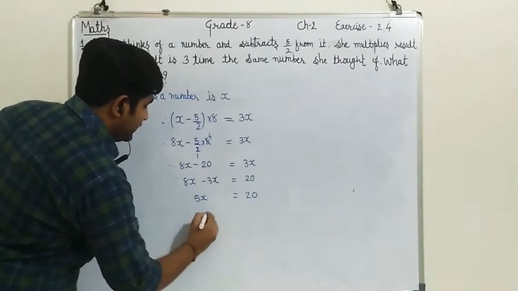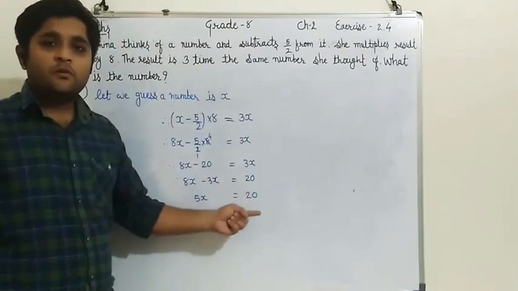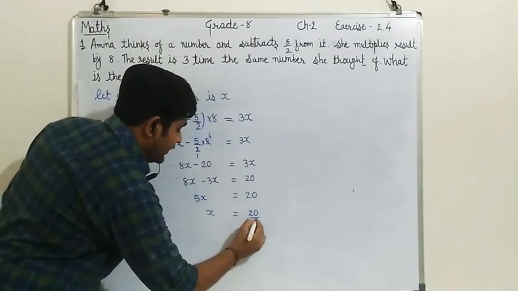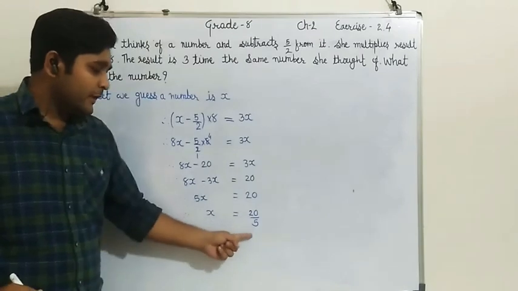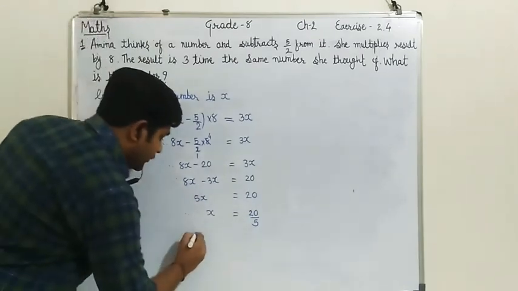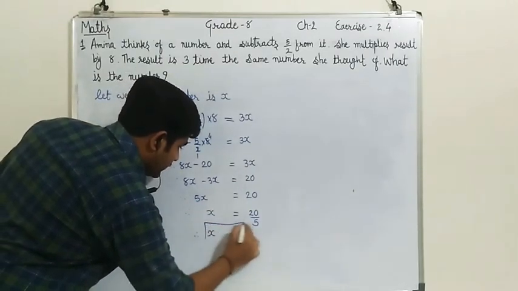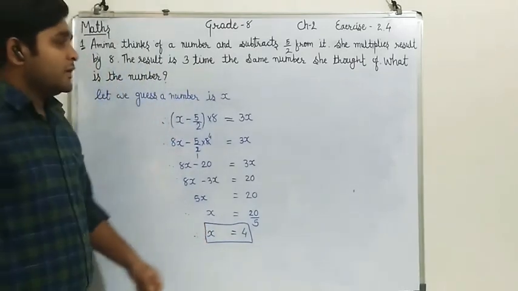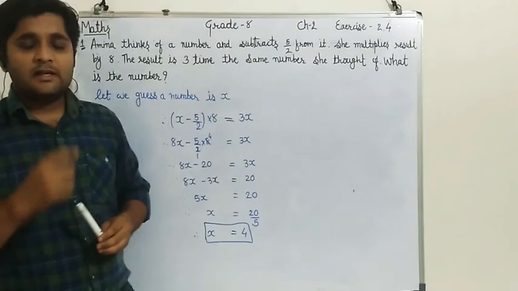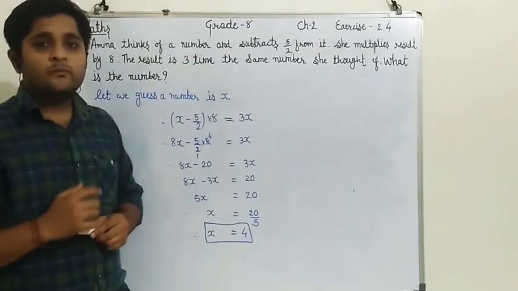Now this 5 is in multiplication with x, so it goes to division of 20. So 20 divided by 5. 5 1s are 5, 5 4s are 20. So x is equal to 4. So our question is, what is the number? So in the answer we can write in a sentence that the number is 4.